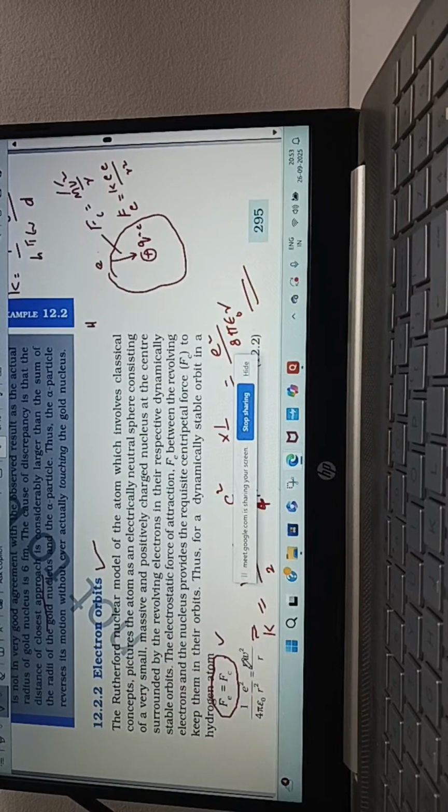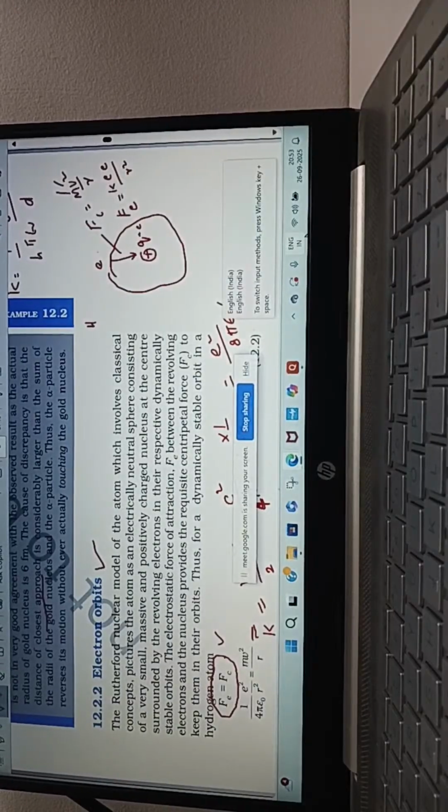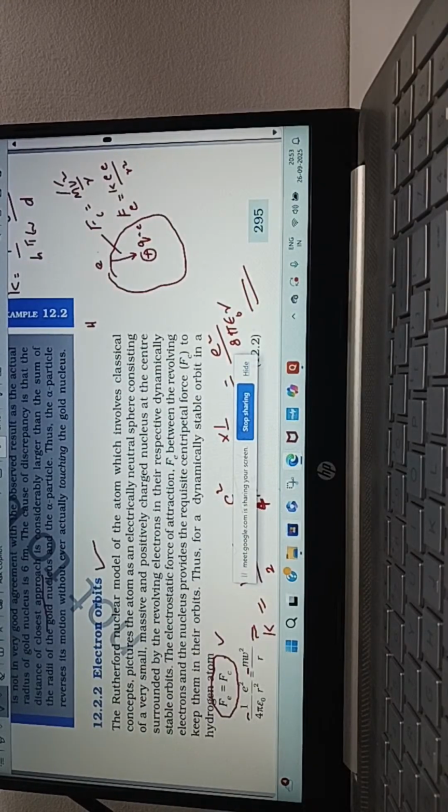Otherwise, minus minus will get cancelled. I should not talk magnitudes. This is minus force will come. This is also minus will come. Minus minus will cancel. Why this is minus, I will tell you after seeing your derivation.